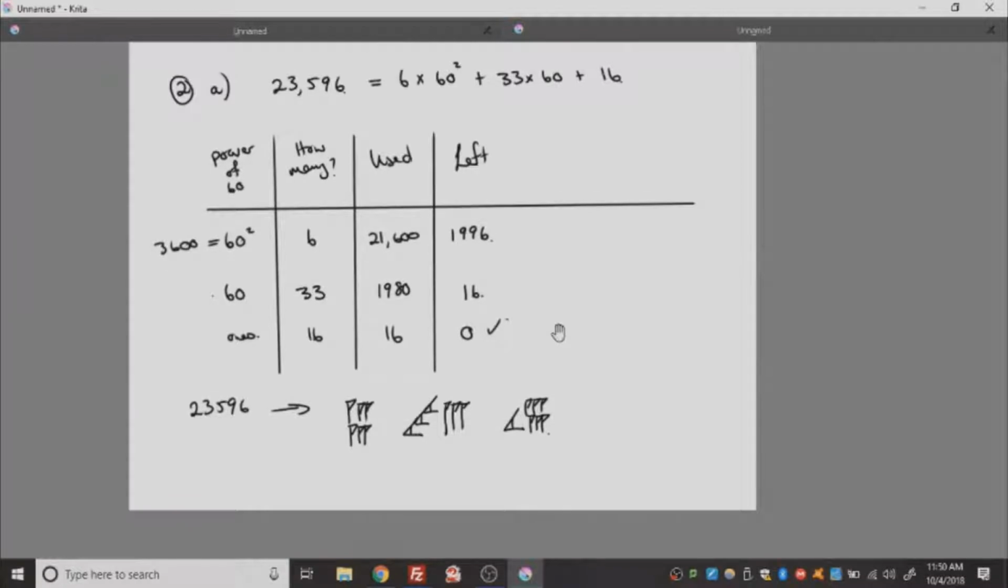So 60, 33 goes into what? 60 goes into what 33 times? The leftover, the 1996. That's the only thing I have to still take care of. After I've fit in as many 60 squares as I can, what's left needs to be mopped up by the 60 as much as I can, and then the leftovers will go in the last ones bin, if you want to think of it like that.